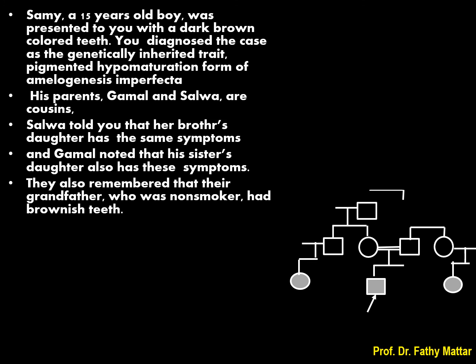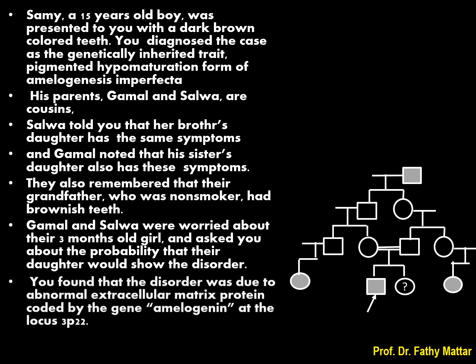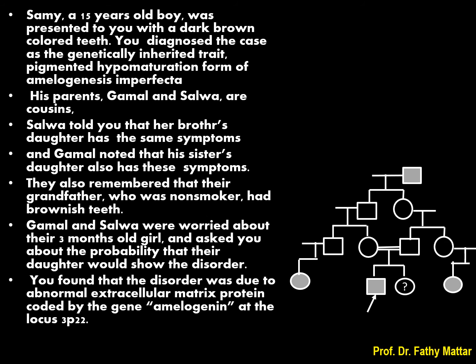They also remembered that their grandfather, who was a non-smoker, had brownish teeth. Now, this is the pedigree. Gamal and Salwa were worried about their 3-month-old girl and asked you about the probability that their daughter would show the disorder. You found that the disorder was due to abnormal extracellular matrix protein coded by the gene amelogenin at the locus 3p22.